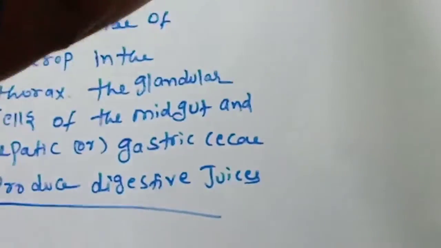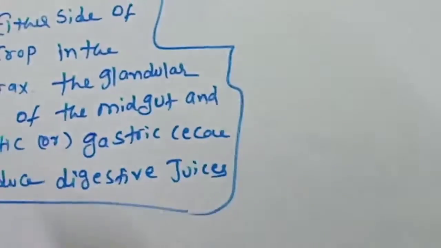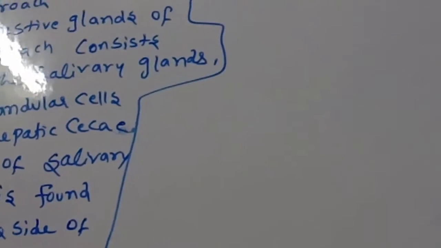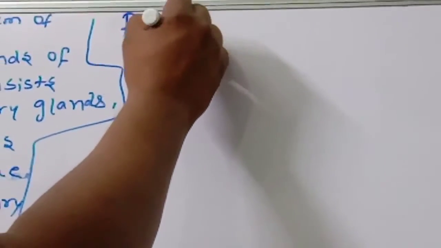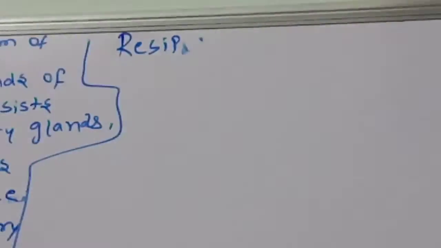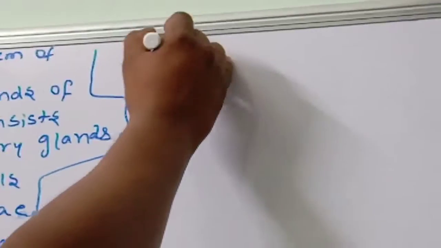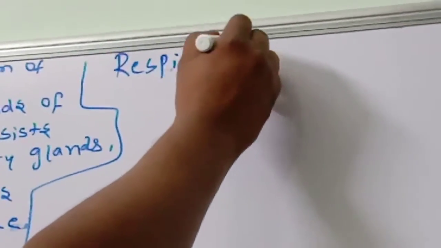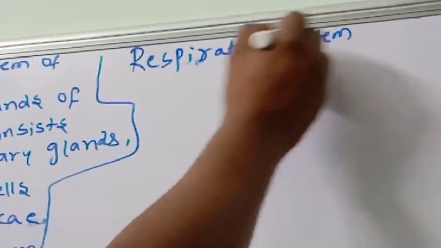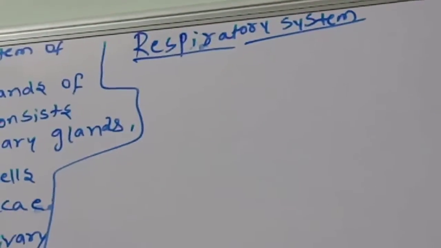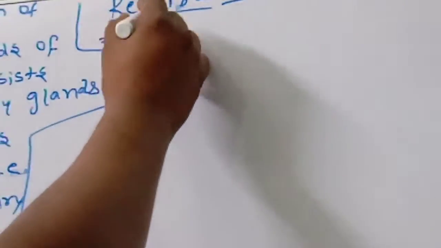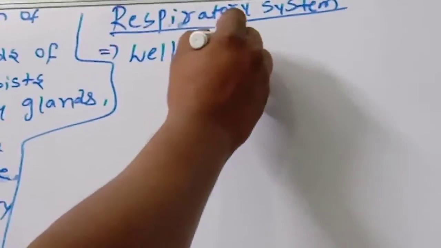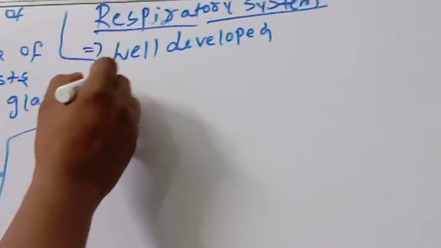Okay, children, this is the little part about the digestive system. Next, we are going to discuss the respiratory system, the cockroach respiratory system. The respiratory system of cockroach is a well-developed respiratory system.